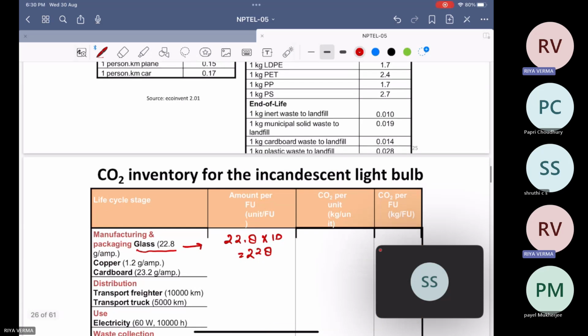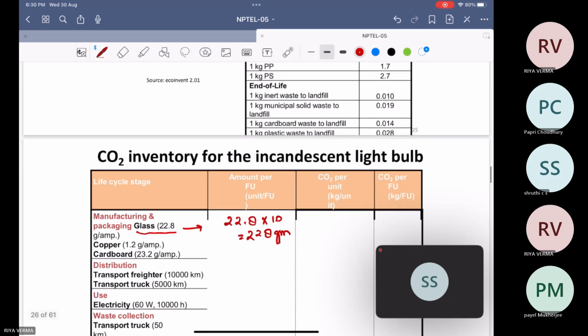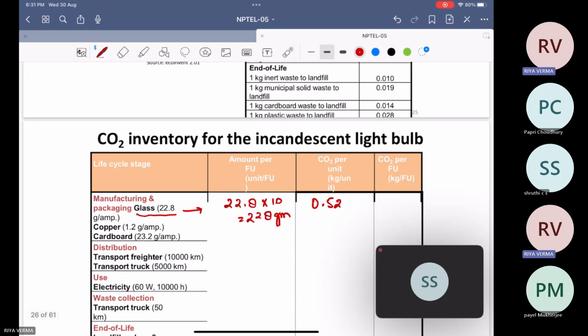For 1 kg of glass, we have 228 grams. For 1 kg of glass, we have CO2 emissions of 0.52. Now, CO2 emissions per functional unit. These were CO2 emissions per unit. Now coming towards CO2 emissions per functional unit. This is your functional unit.